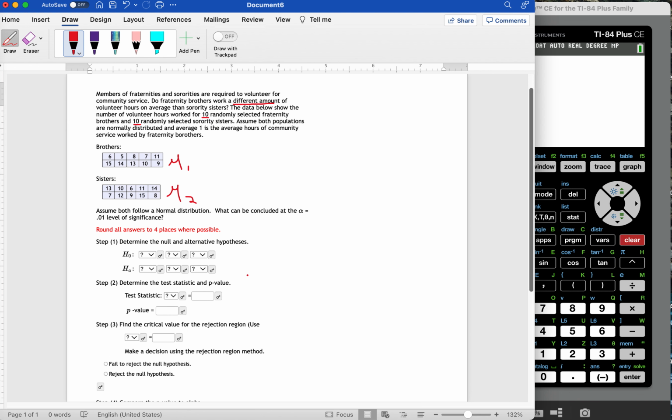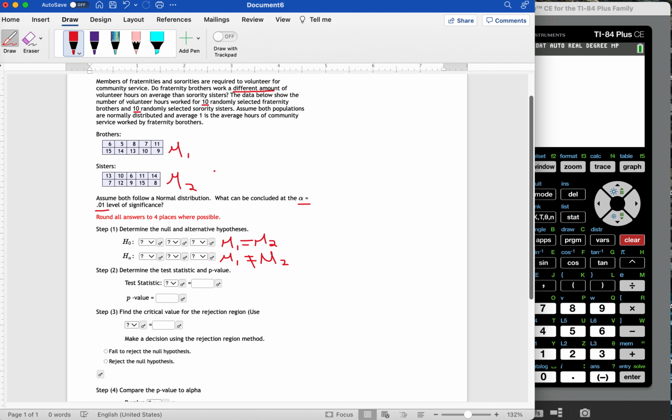So we are going to say that mu1 is equal to mu2 for the null hypothesis. And because we're doing a two-tailed test, for the alternative hypothesis we're going to say mu1 is not equal to mu2. Now, I know this is going to be a two-sample t-test because we were not given the population standard deviation, and we're going to use an alpha level of 0.01.